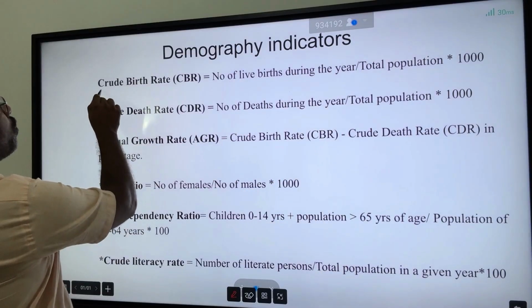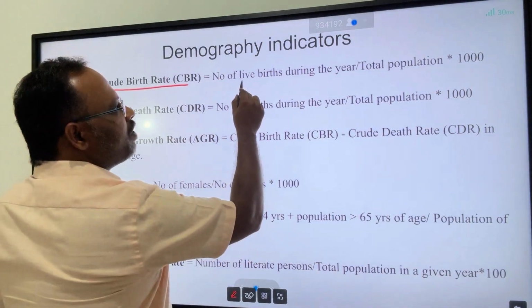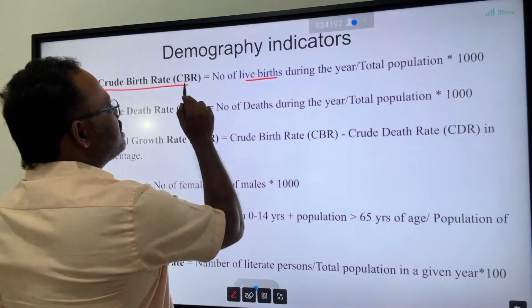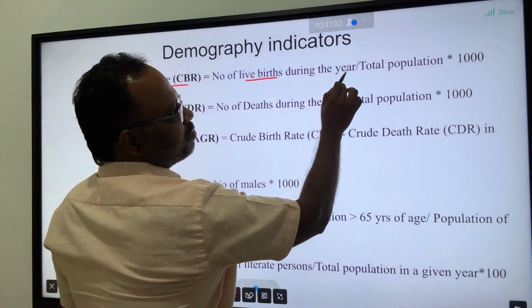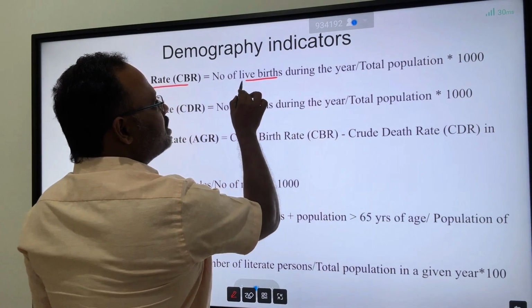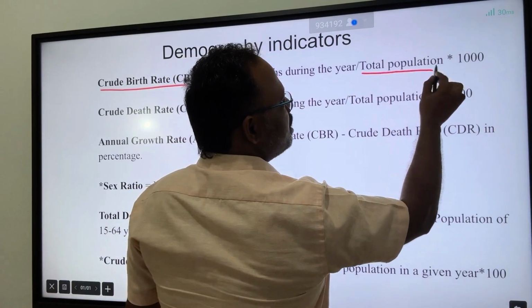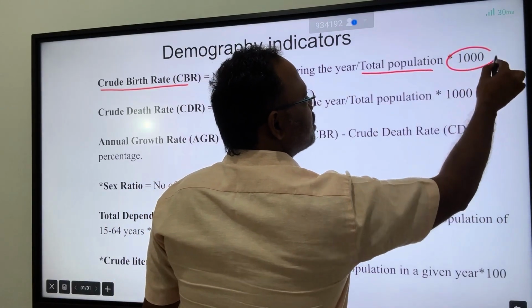We start with the crude birth rate, which is given by the formula: the number of live births during the year. Since it is a rate, it should be in a specified population and during a particular period. So it is the number of live births divided by total population. The multiplication factor is 1000.